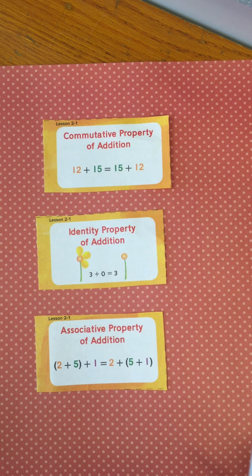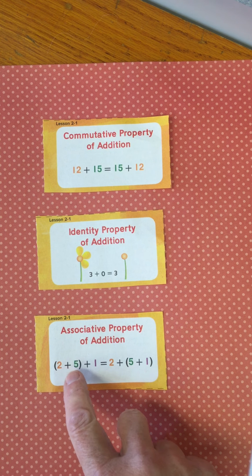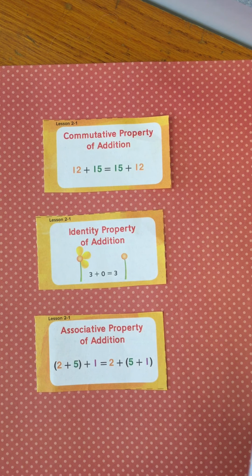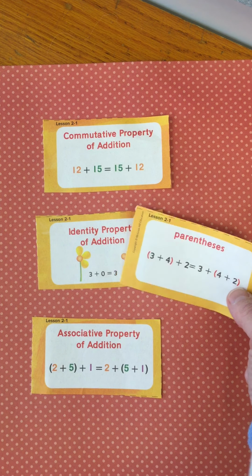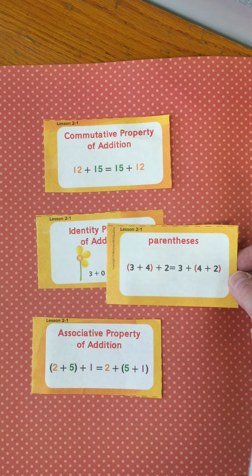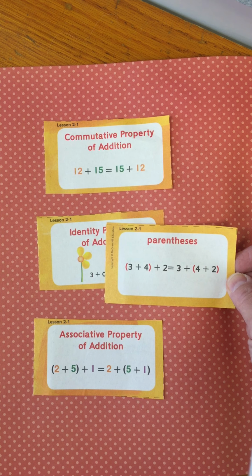And the last property is called the associative property. And you can see on this one, the numbers are in the same order. It's just these little brackets, or parentheses they're called, are put in a different spot. The parentheses tell us what order to do first. It says, parentheses, do me first.